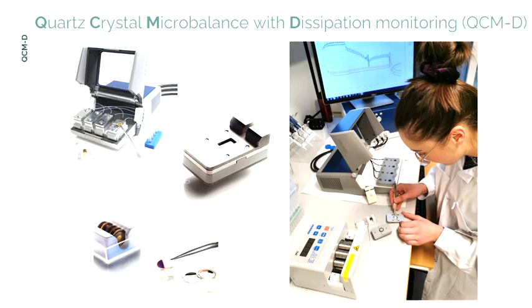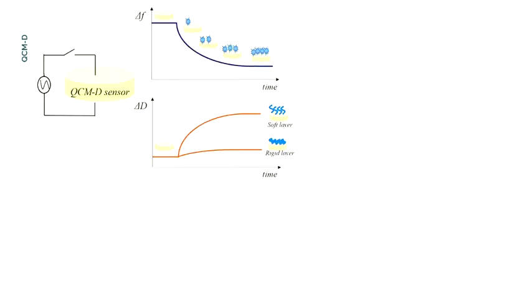So this is the principle of the QCMD. During QCMD experiments, we can monitor changes in two parameters, frequency and dissipation. The only thing that you have to know is that when we add cells or anything, polymers, other molecules, to our QCMD chamber, when the mass increases, the frequency decreases.